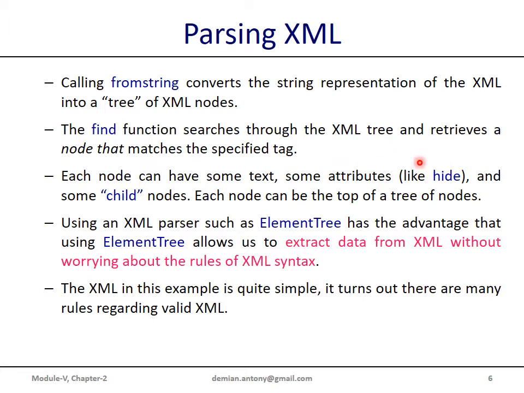This slide will explain the different methods used to extract the XML element. As I said, fromstring takes a string representation of XML and returns the tree of XML nodes, that means the DOM tree. And the find function will search for an XML element in the DOM tree and return the matches for the specified tag. And you can get the attribute's value by using get.